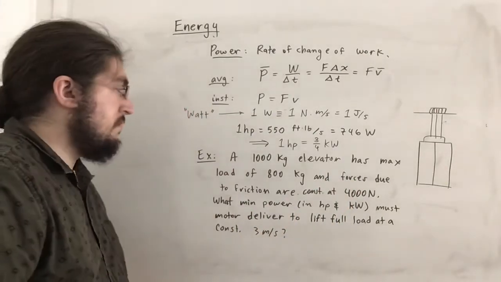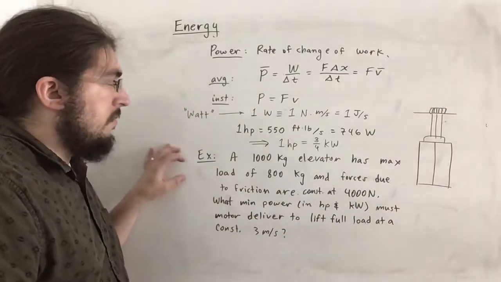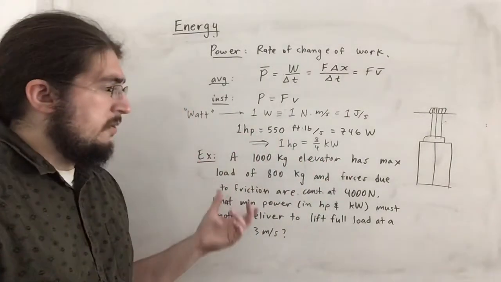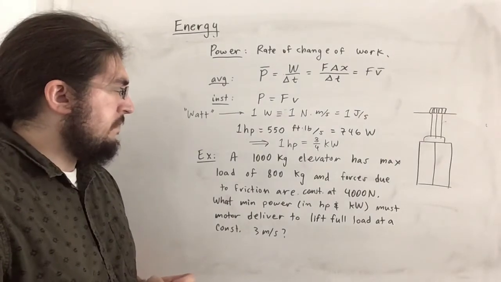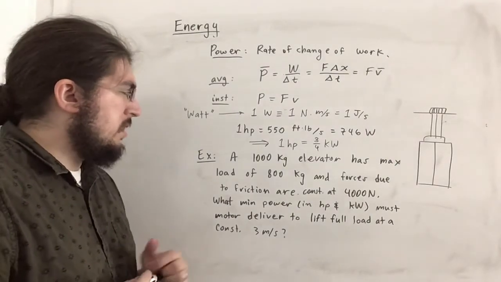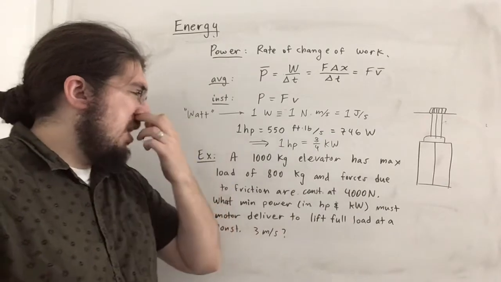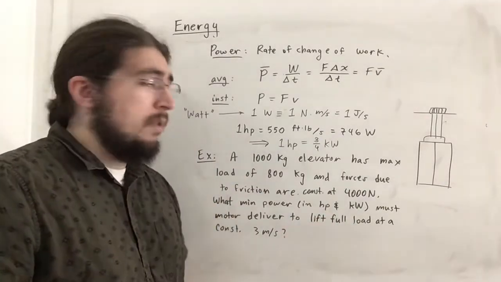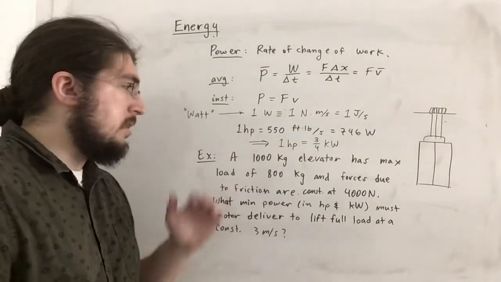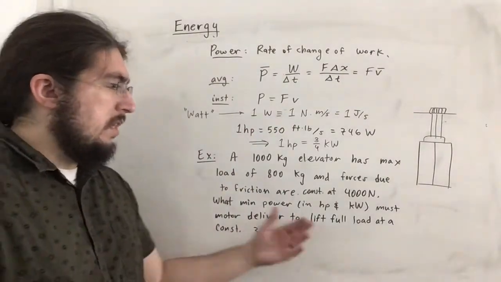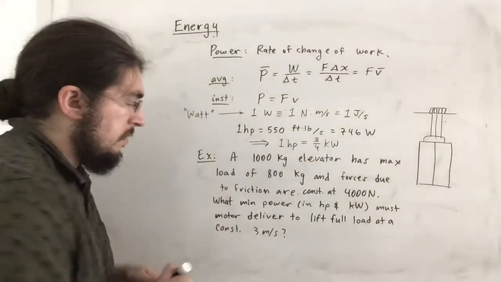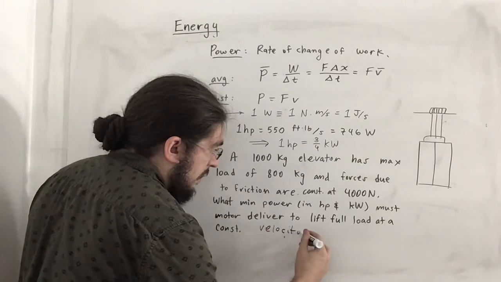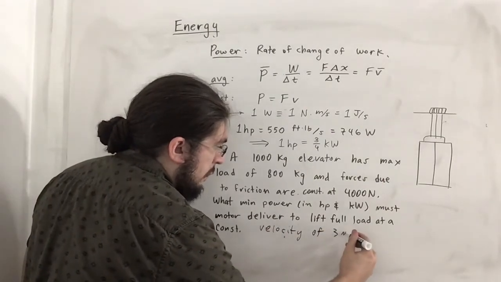It's pretty nice. Good. So now for this example, we have a 1,000 kilogram elevator that has a max load of 800 kilograms. Okay. And forces due to friction are constant at 4,000 newtons. And we're asked what minimum power in horsepower and in kilowatts, so the conversion's nice here, so that's not too bad, must the motor deliver to lift the full load at a constant velocity, let's just say velocity, of 3 meters per second.